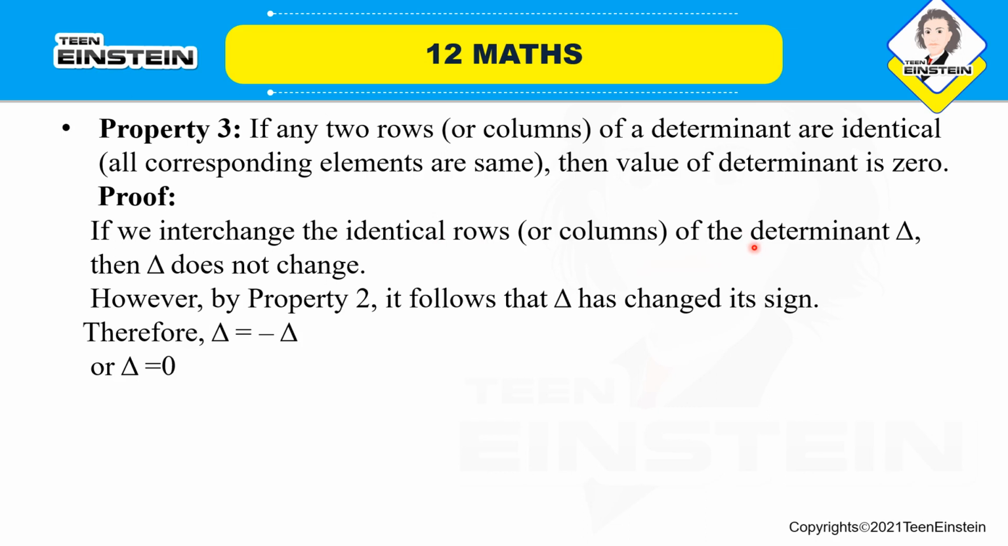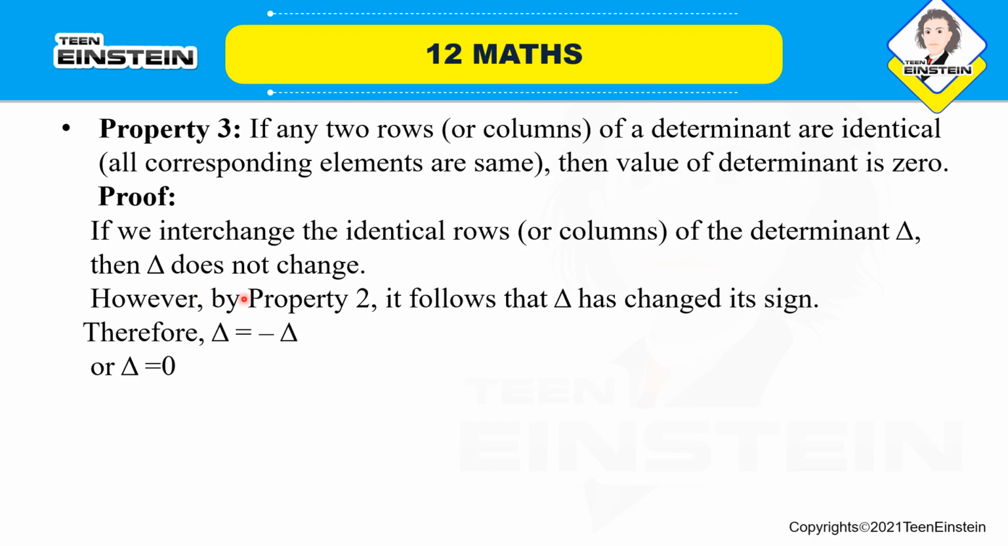Property 1 says that, what is property 1? The value of the determinant remains the same if the rows or columns are interchanged. That is property number 1. So there will be no change in the value when you interchange the rows or columns. So using that property, I can write delta does not change. There will be no change in delta in the value, right? It means that in the value of the determinant delta, there will be no change by property number 1.